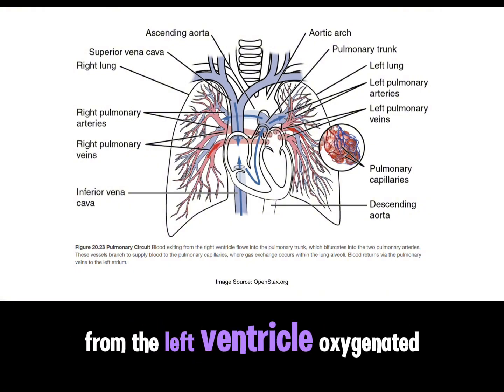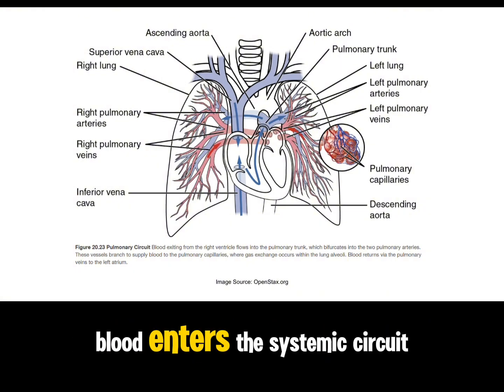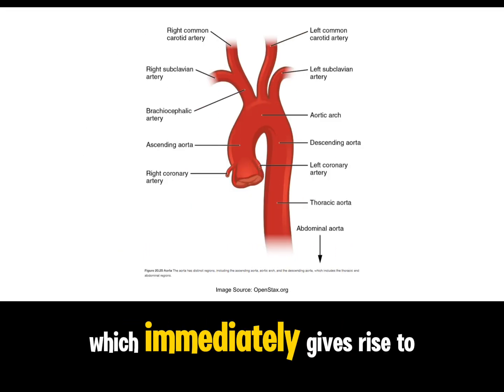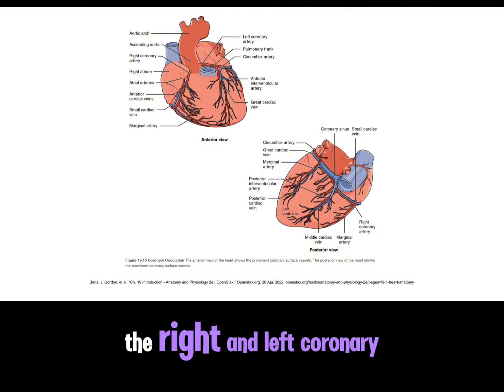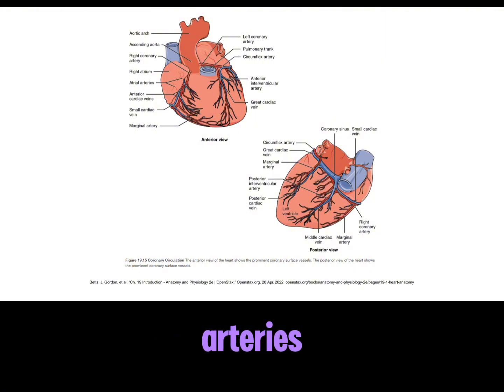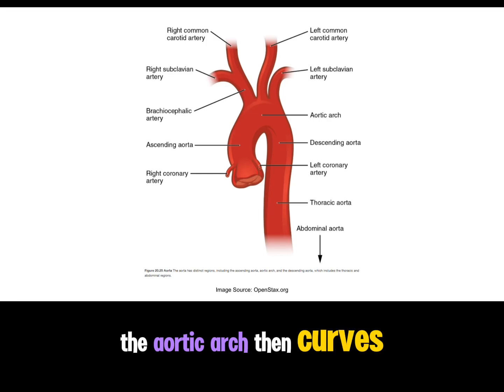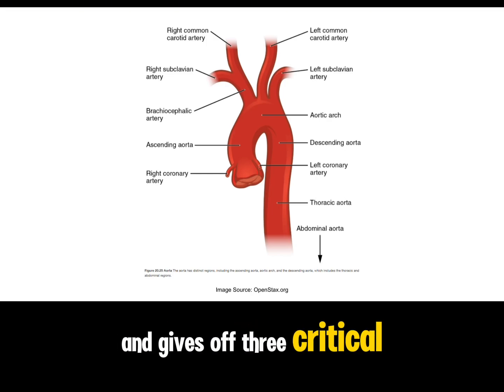From the left ventricle, oxygenated blood enters the systemic circuit through the ascending aorta, which immediately gives rise to the right and left coronary arteries that nourish the heart itself. The aortic arch then curves and gives off 3 critical branches.